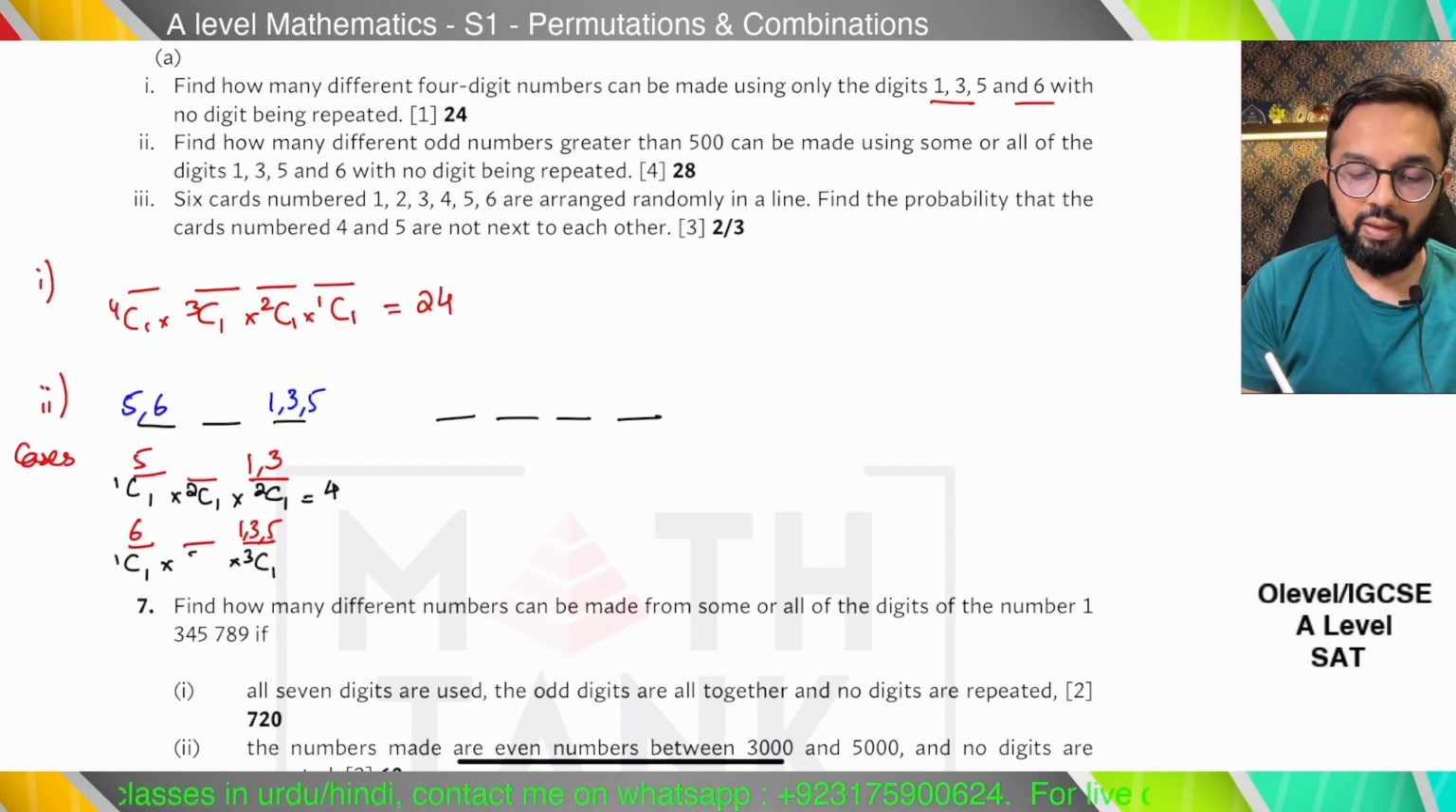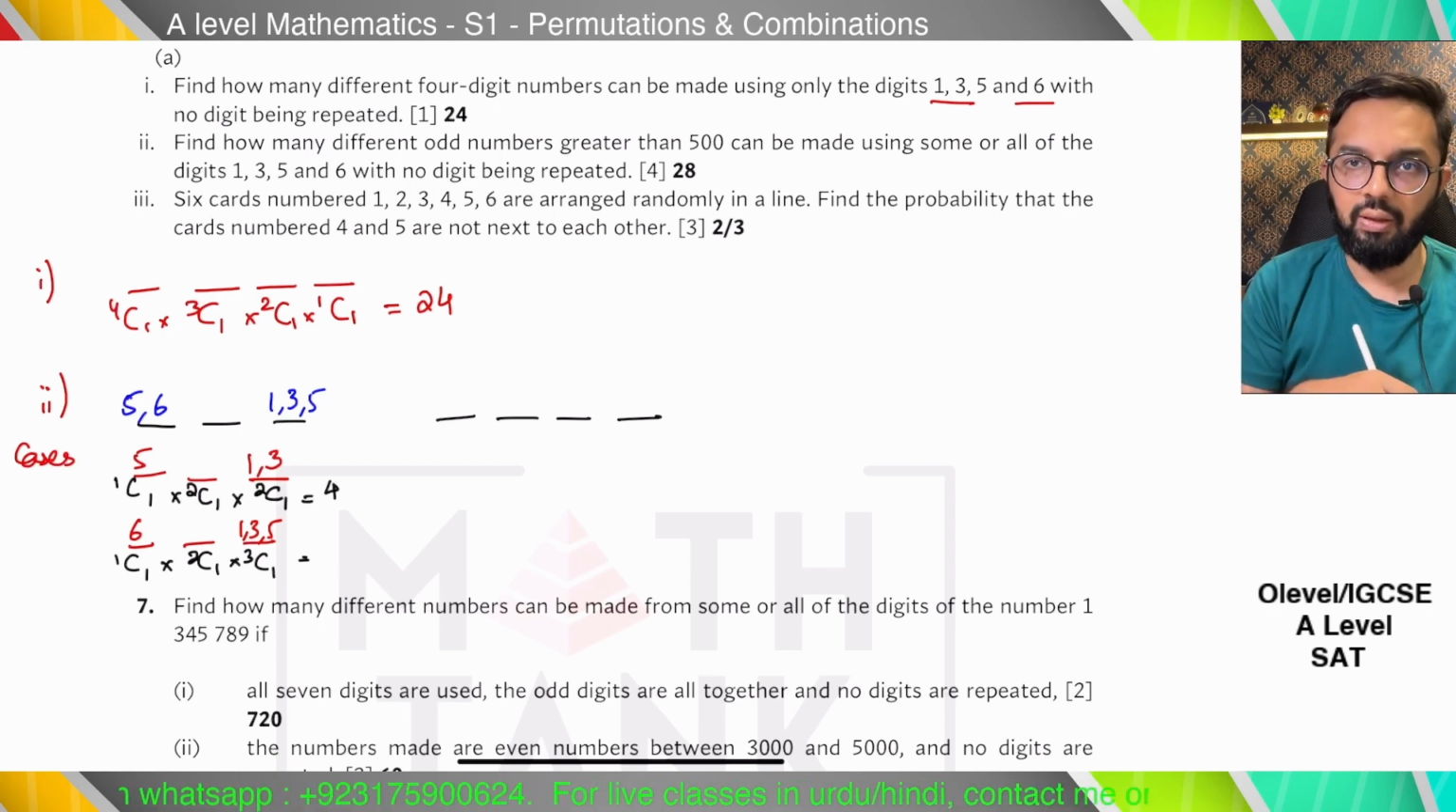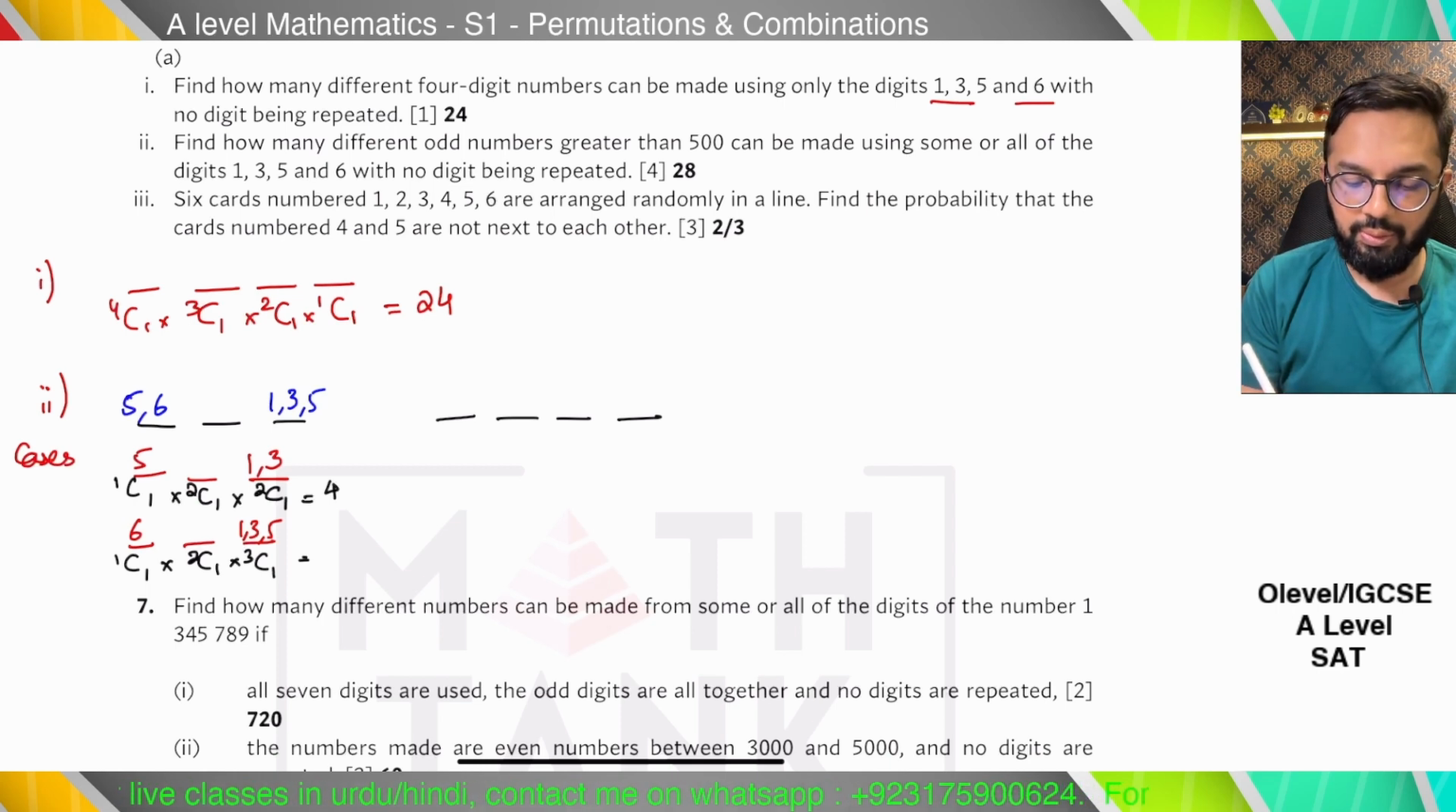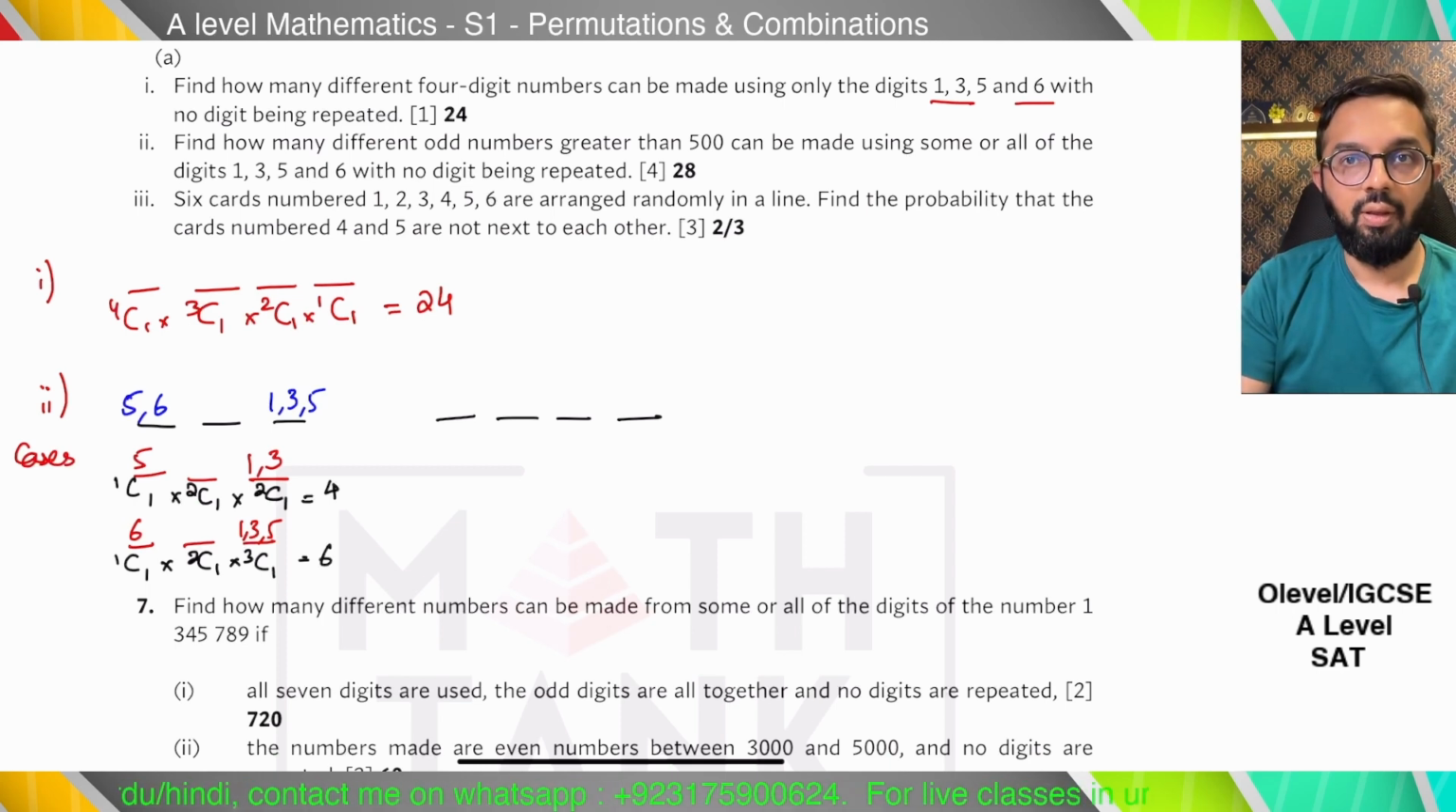And this time I have again 2C1. Why? Because there were 4 numbers in total. One got filled in the first, one got filled in the last, and the center one was 2C1. So that gives me 6.